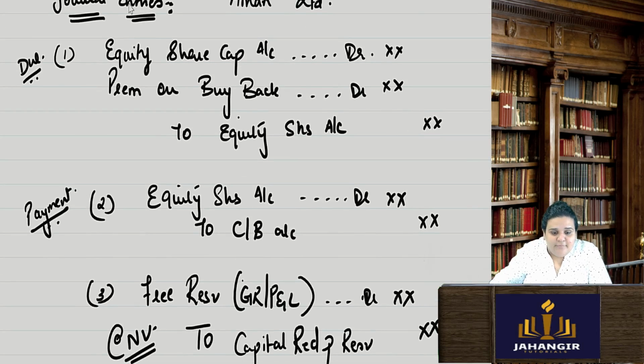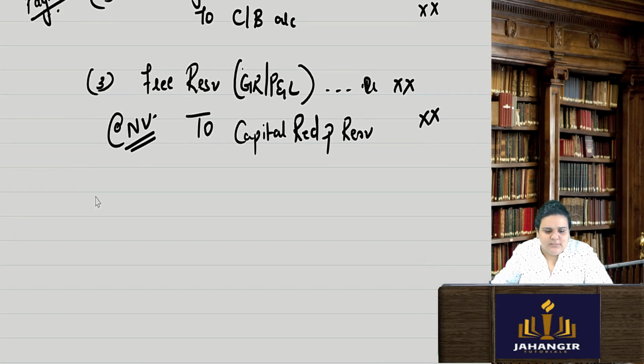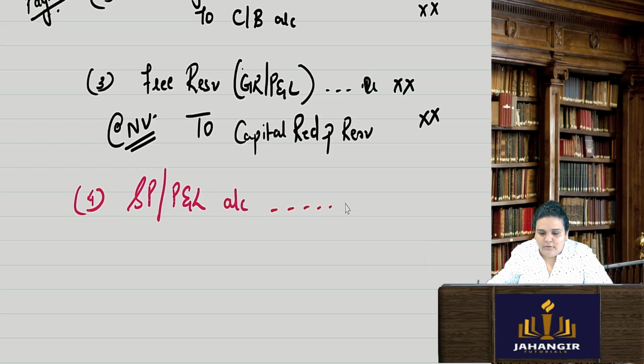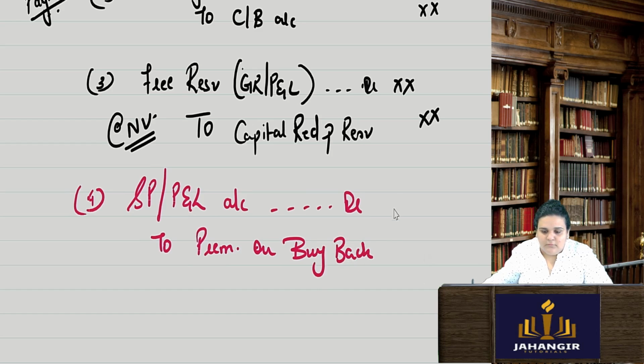Also, I have my premium on buyback. That premium also I have to write off. It is an expense for the company, and the company will have to write it off. From where are you giving the premium? What account did you use? Generally we use securities premium account, or you can use any other reserve if you do not have securities premium account, to premium on buyback. These are the basic 4 journal entries which we have to pass.